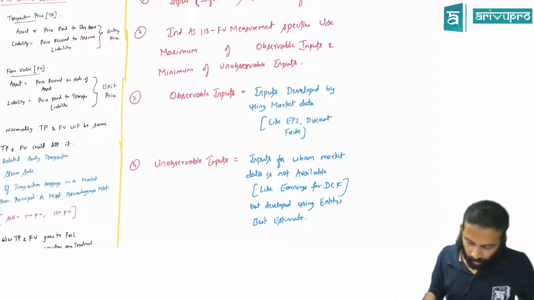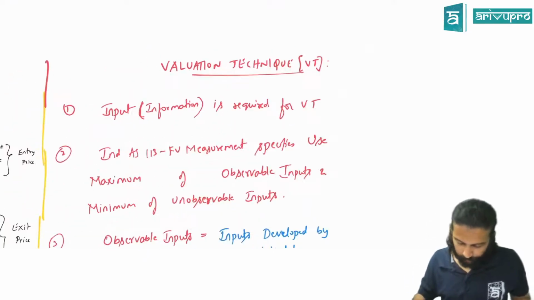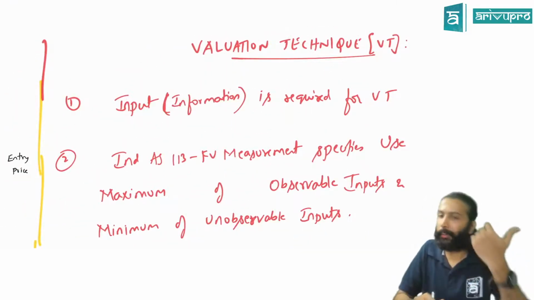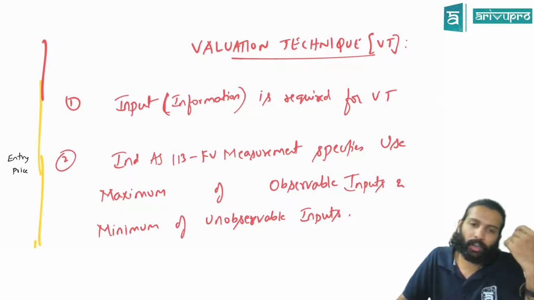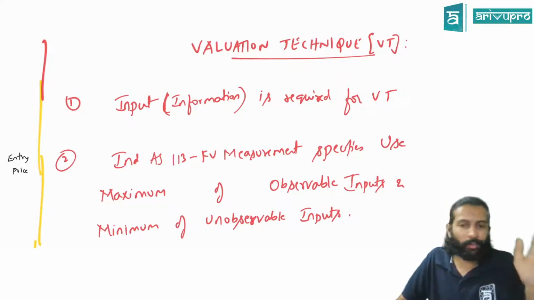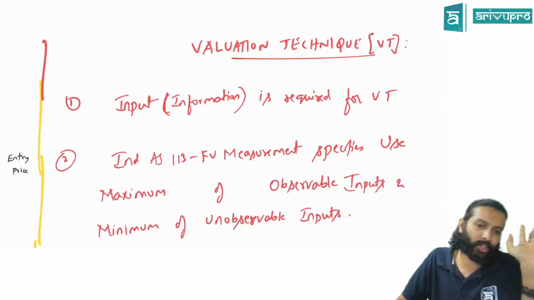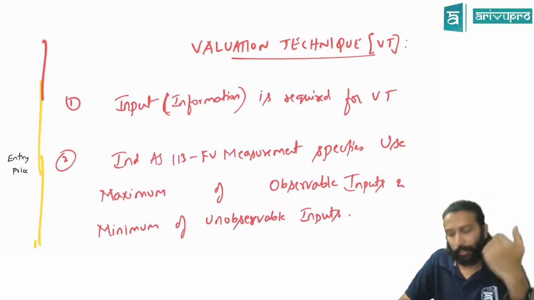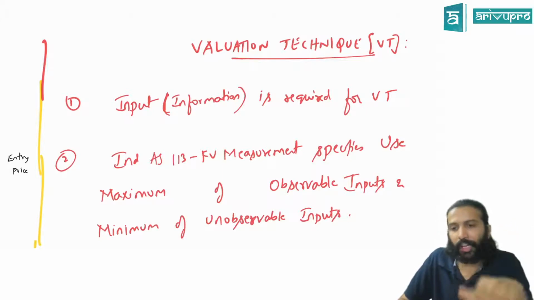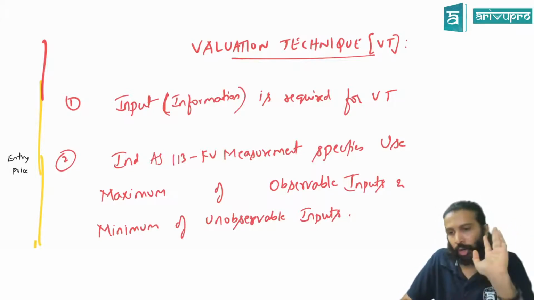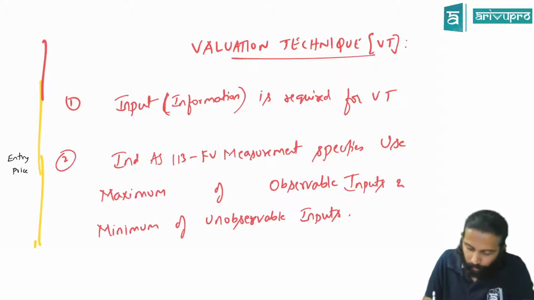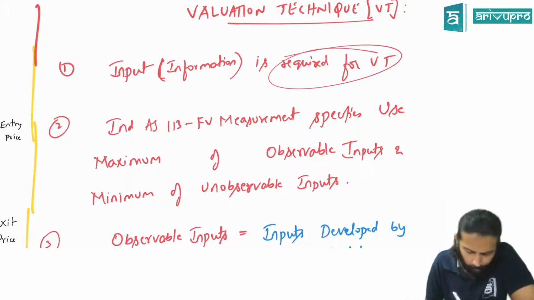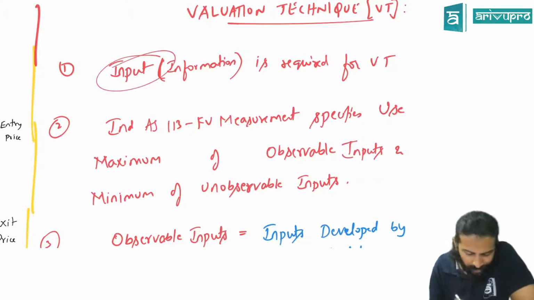Okay. Quickly we'll go over this. Why are you valuing? Quoted market price is not available. It's not a non-financial asset, so you can't use highest and best use. It's a financial asset. Quoted market price is not available for that company, nor for a similar company. Hence you're going for a valuation technique, correct? And in a valuation technique, you require certain information. That information we call inputs.